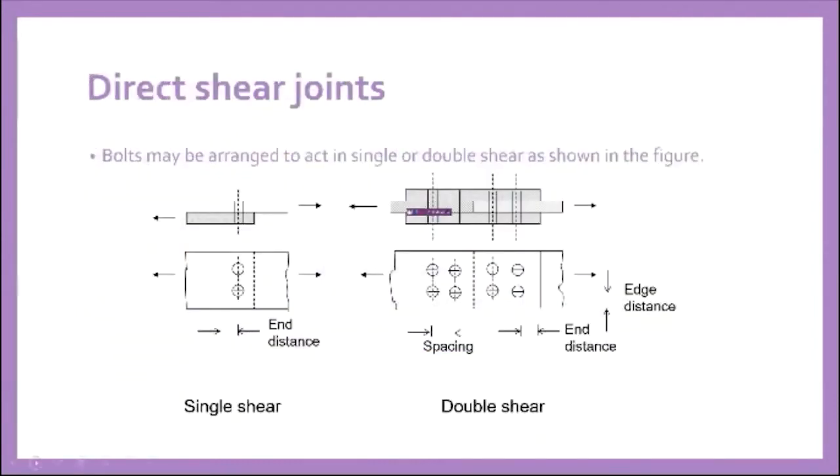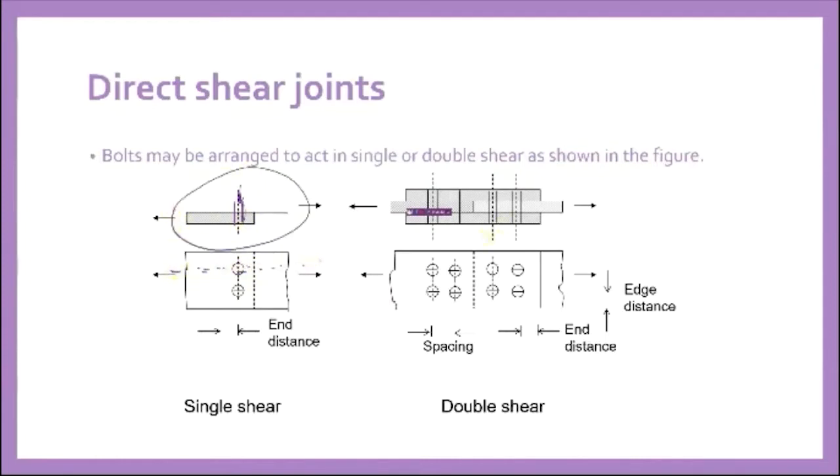Bolts may be arranged to act in single or double shear as shown in the figure. This is single shear. For example, you have two plates that you want to combine together. You put bolts inside here. So this is the hole. This is the side view. This is the plan view, looking from the top like this. This is like a cross section. For example, you cut here. So this is the cross section.